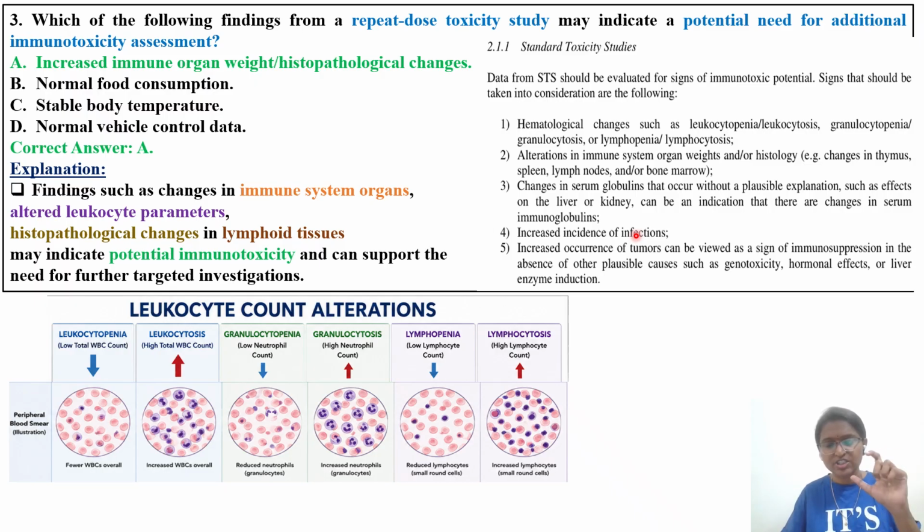If there are any alterations in the serum immunoglobulins, or increased incidence of infections, you have to see whether, since you are triggering the immune system, the particular test species is showing certain infections or not. Increased occurrence of tumors can be viewed as a sign of immunosuppression, in the absence of other plausible causes such as genotoxicity, hormonal effects, and liver enzyme induction. So whatever the test species, is it showing any development of tumors?